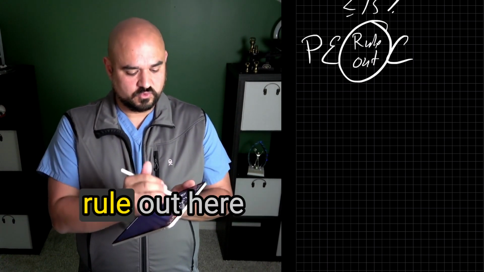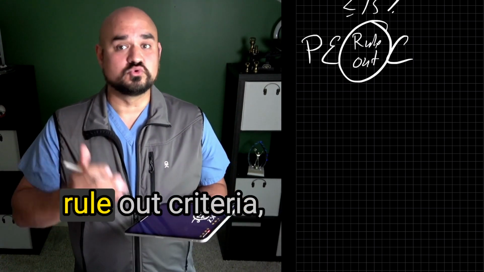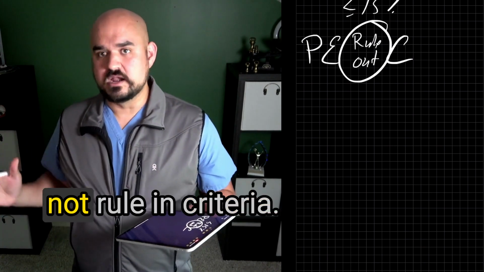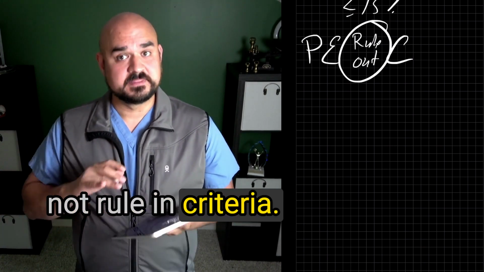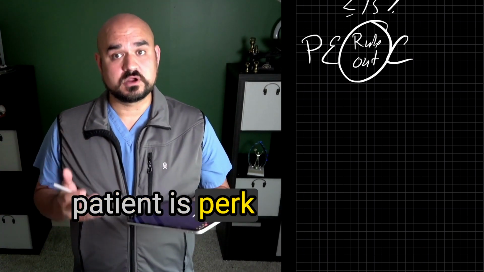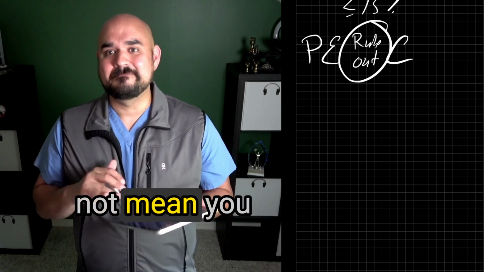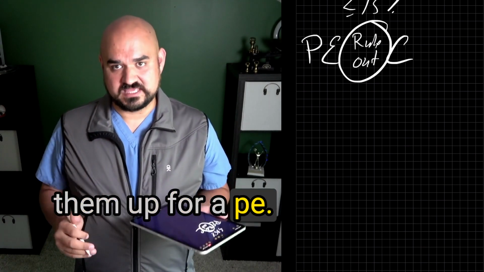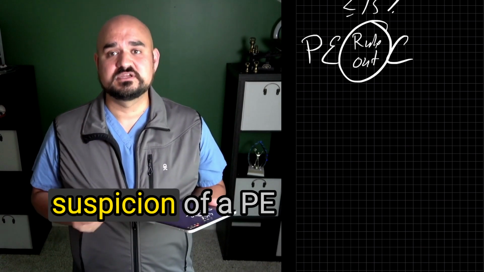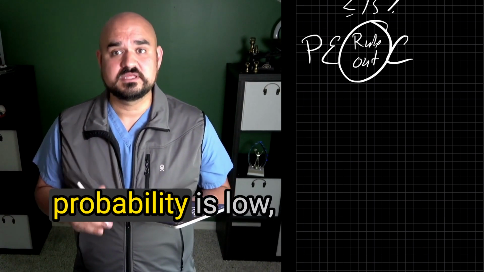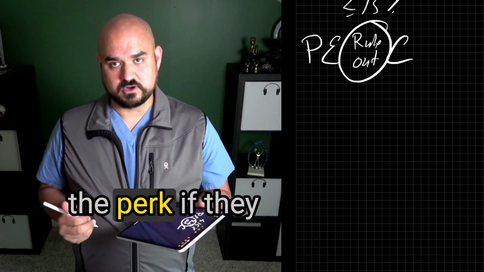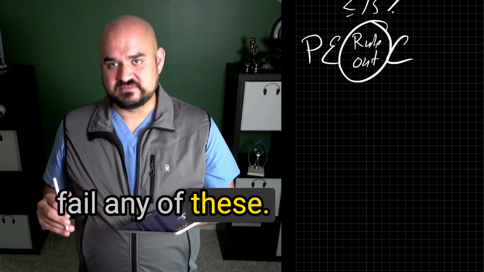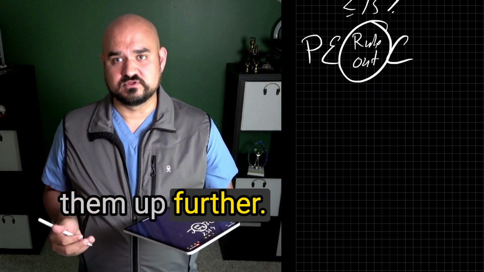I wrote rule out here because these are rule out criteria, not rule in criteria. Just because a patient is PERC positive does not mean you need to work them up for a PE. If you have a suspicion of a PE and your pretest probability is low, you can go to the PERC. If they fail any of these, you have to work them up further for a PE.